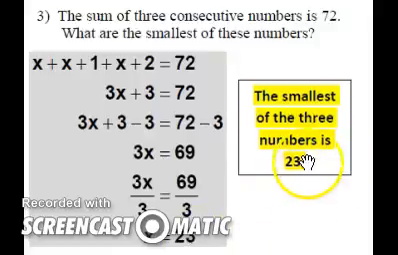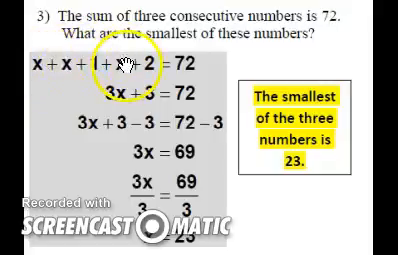So the smallest of the 3 numbers would be 23. 23 plus 1 is 24. 23 plus 2 is 25. So if you added 23, 24, and 25 together, you should get 72.